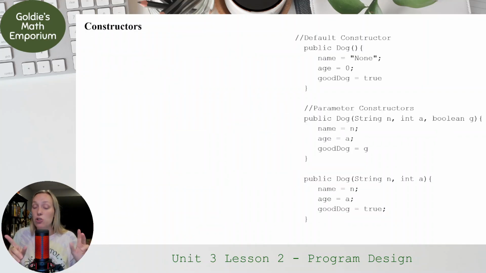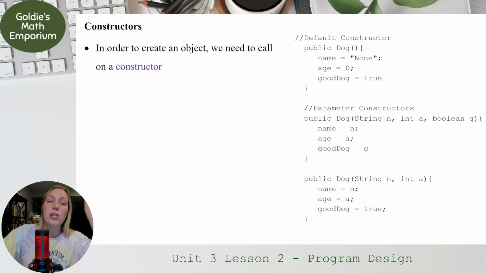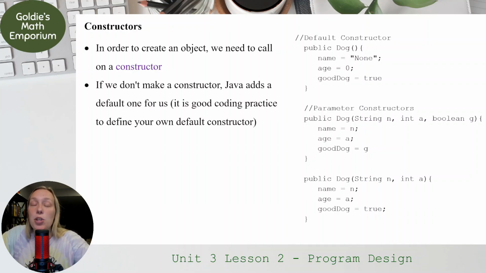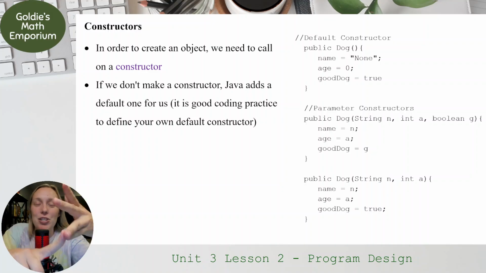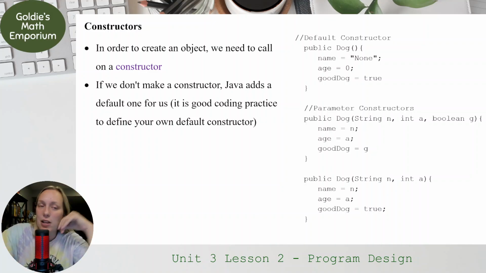Okay. Constructors, a few things to remember about constructors. To create an object, you have to call a constructor, okay? You can't just declare it in your main method. You have to use the new operator and use a constructor. If you don't make any constructors, Java will automatically add a default one for us, where it gives the instance variables default values, where strings are an empty string, ints would be 0, etc., right? But it's good coding practice to define your own.